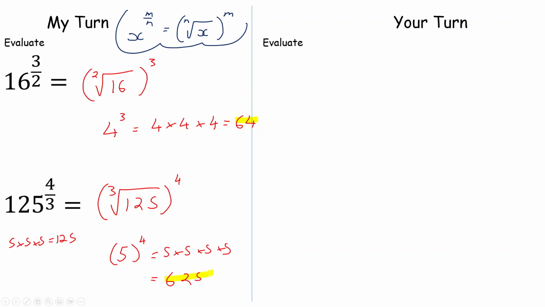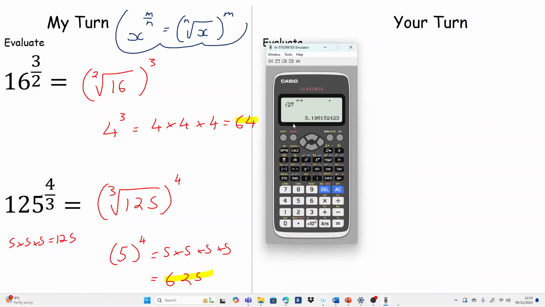Just to show you actually, because this would be a non-calculator question, but to show you on your calculator how you would do this, we can type it in. So you would type in 125, and then you can go and put the power button, which is here, and then put it into a fraction. There we go. Type in 4 over 3, and you'll see it equals 625. And there you go. So we can check our answer is correct.